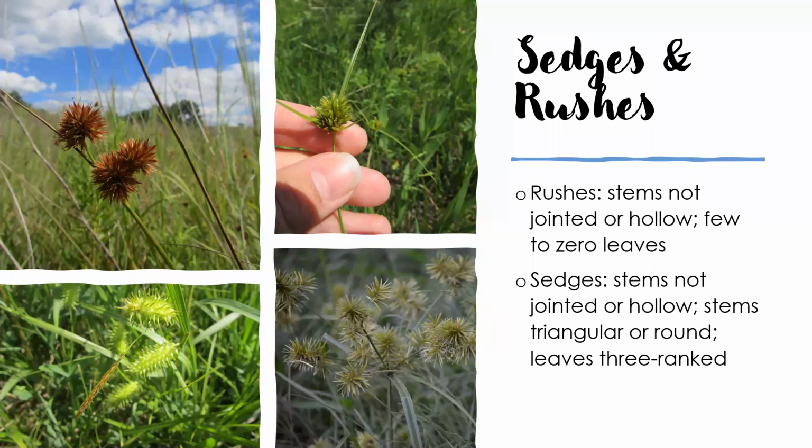Sedges, on the other hand, their stems also are not jointed or hollow, and oftentimes their stems are triangular, but sometimes they can be round. So we don't want to hold true that sedges only have triangular edges, but many of them do. So that would mean if you were to roll the stem between your fingers, it should feel angled, okay? And because of that, the sedges that have triangular stems have 3 ranked leaves. So that means that their leaves come out from 3 points on the stem. And we can see that in this top picture here. We have 3 leaves coming out from a single point, okay?